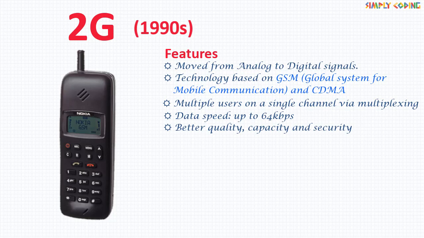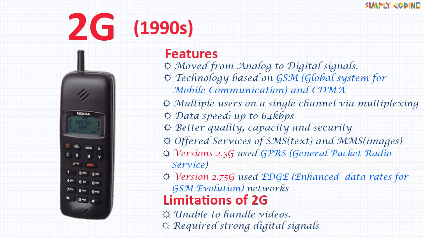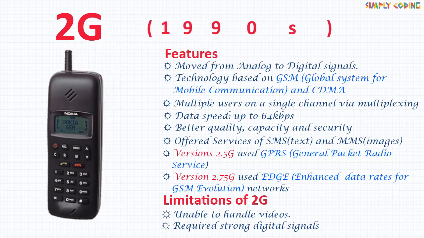Security also improved. It introduced services such as SMS, which refers to text messages, and MMS, which refers to messages with a picture or a video. The later versions of this generation, which was called 2.5G, used GPRS, which is General Packet Radio Service, and 2.75G used EDGE, which was Enhanced Data Rates for GSM Evolution. The limitation of this generation was that it was unable to handle complex data such as videos. It required strong digital signals to help mobile phones work.